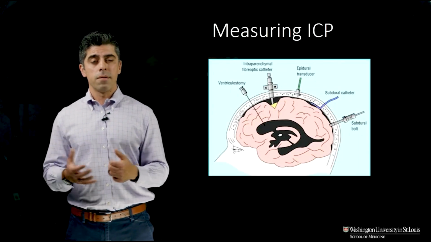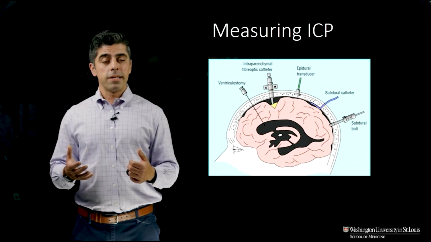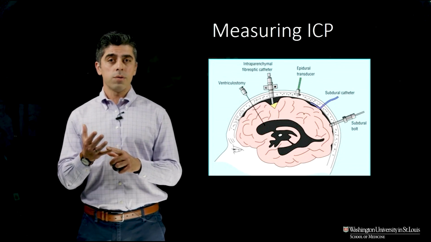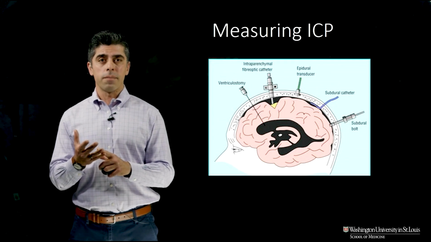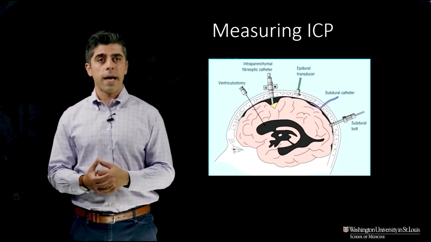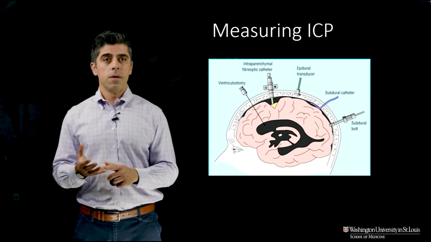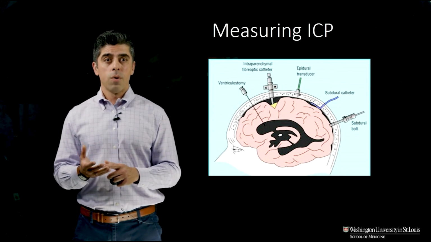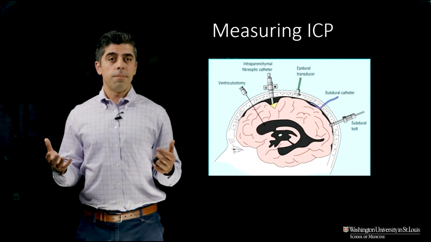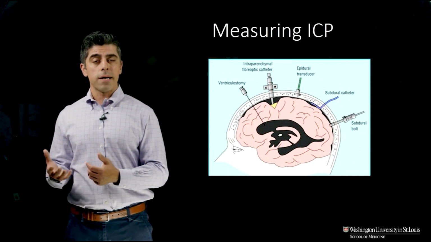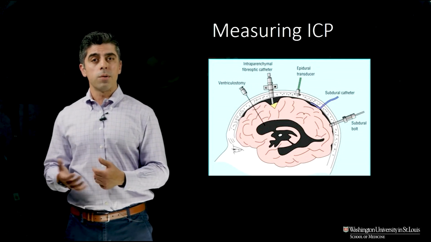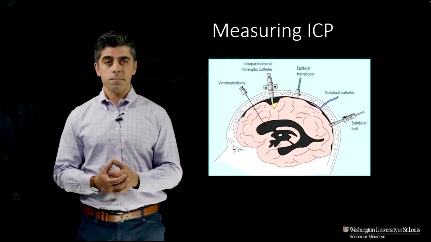How do we measure ICP? In our hospital, ICP is commonly measured in 2 manners. One, an intraparenchymal bolt, or two, an external ventricular drain. However, important to note, there are other ways you can measure ICP. You can have an epidural transducer, a subdural catheter, or a subdural bolt. These ICP modalities may be used in other hospitals, so it's important to keep in mind that they exist. However, I'll focus on the modalities that we commonly use here.